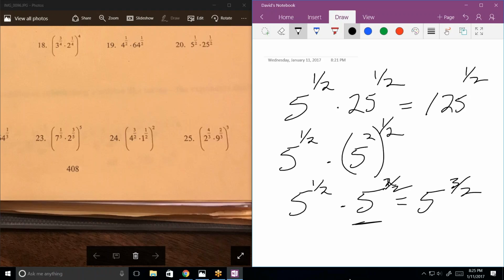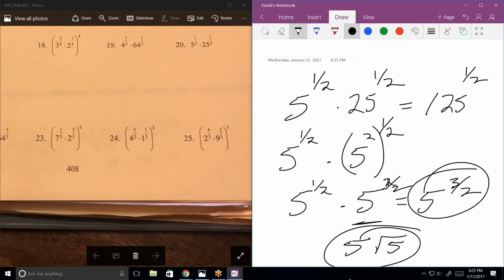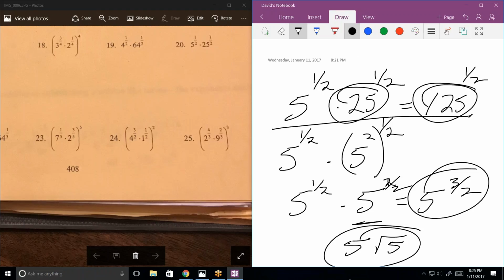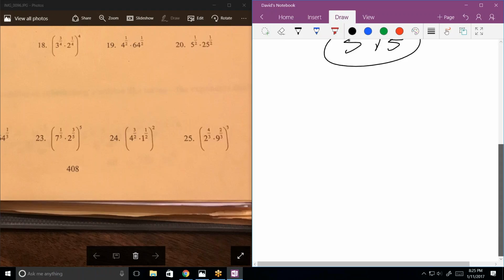And notice that 5 to the 1/2 power times 5 to the 1 power is 5 root 5. That's the same as that. I just got it a lot easier doing it this second method. Never once dealt with a number greater than 5. Whereas up here I had 25 and I had 125. So it's far easier to do it the second method. That was 20, wasn't it?